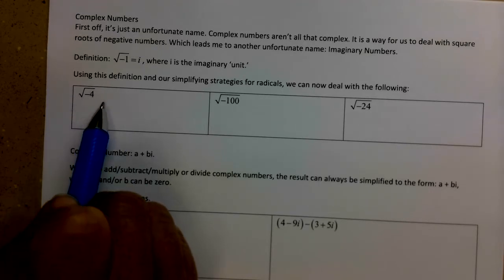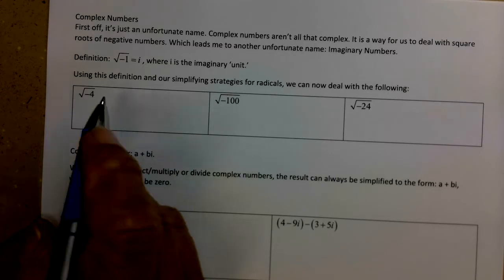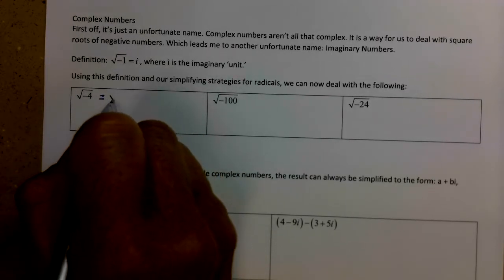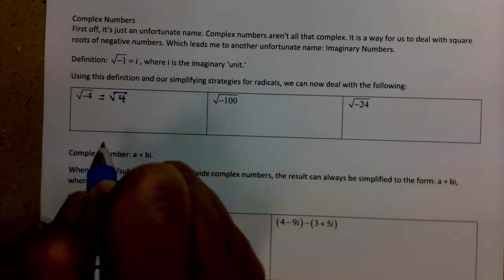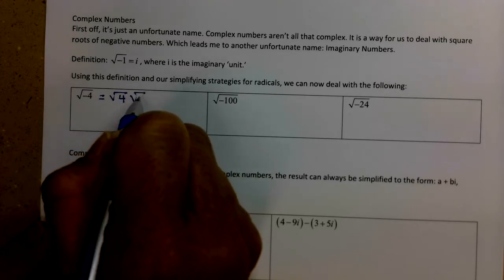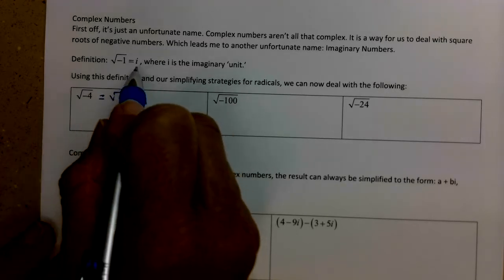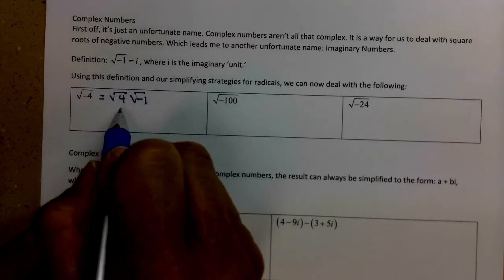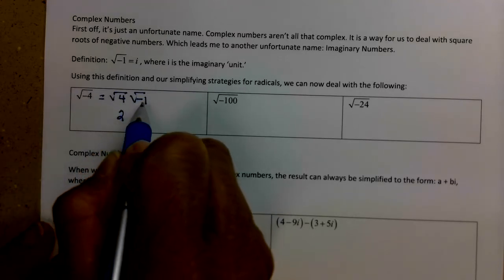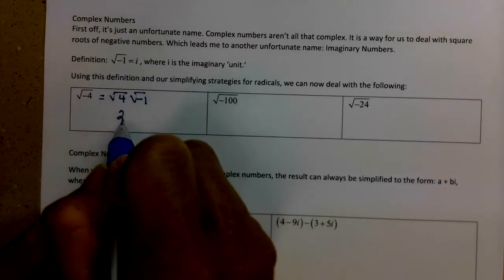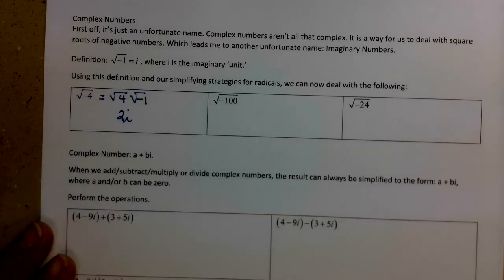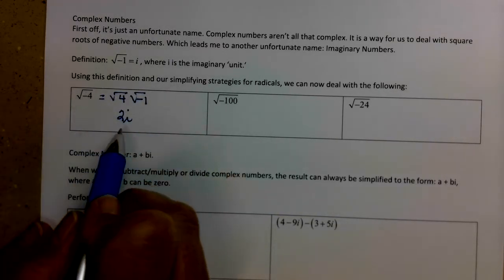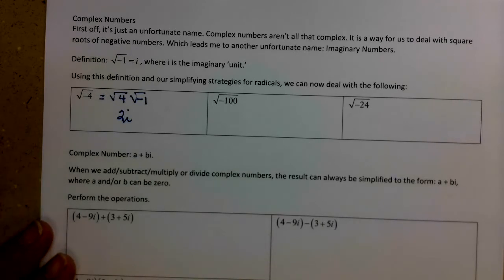So no longer is this "does not exist," right? From now on, what we're going to do is rewrite that as the square root of +4, which we know, times the square root of -1, which we just defined. So the square root of +4 is 2. The square root of -1 is i. So the square root of -4 is equal to 2i.